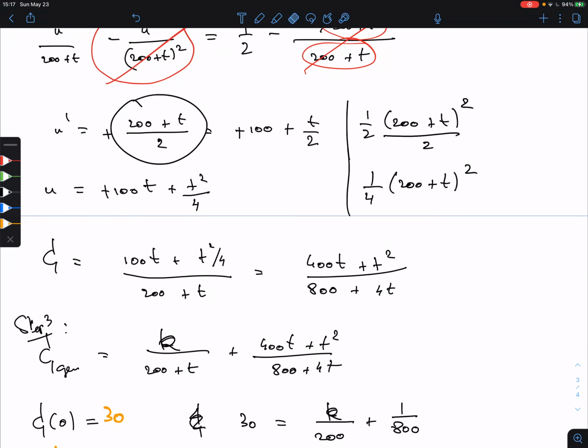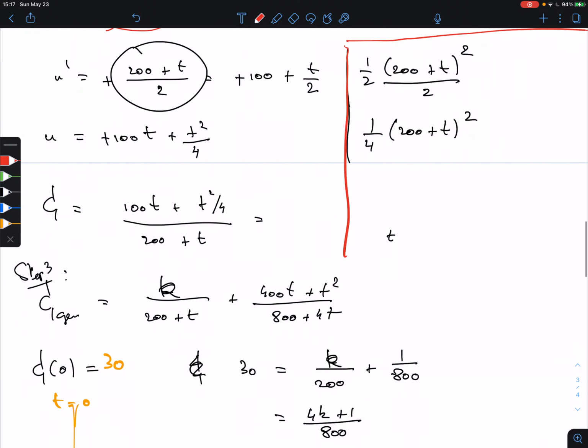So let me do this here. I'll do it in a different color, but I have to rush a little bit because I'm worried that my pen is going to run out, and we do the second problem in a different video. So red is going to be the same answer, but using this form instead. So C would now be equal to U, which we calculated here as 1/4, times 200 plus t squared divided by 200 plus t.